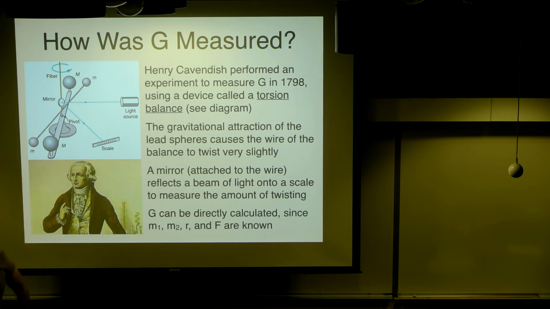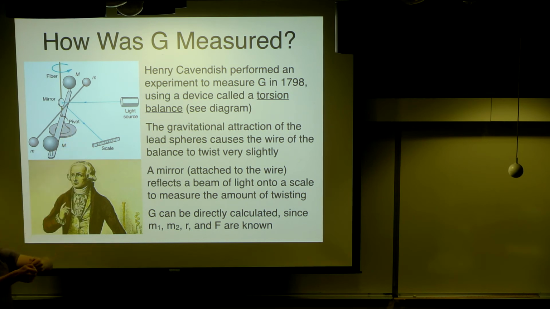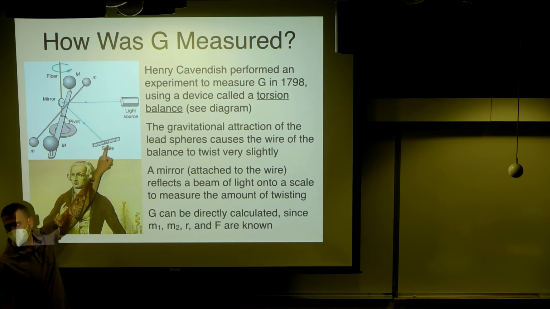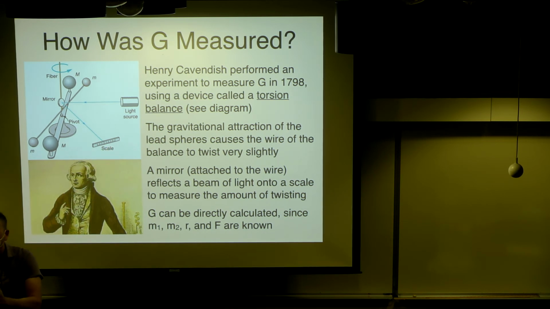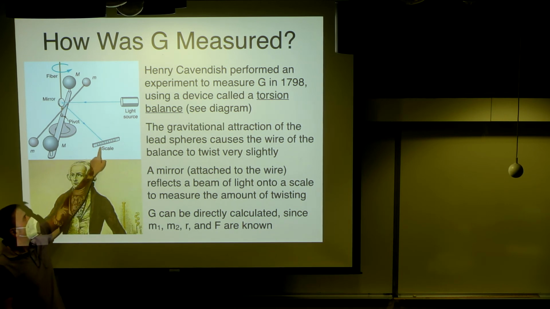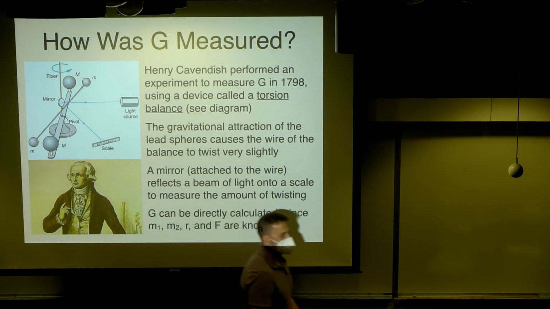When the wire twists, the mirror is going to twist too, because that mirror is connected to this whole rotating beam. So if we shine a light at the mirror and have that go onto a little scale where we can measure where the light is hitting, even if the mirror moves just a tiny bit, we can notice the light beam moving across the scale. So even tiny forces can be measured if we do this really carefully, okay?